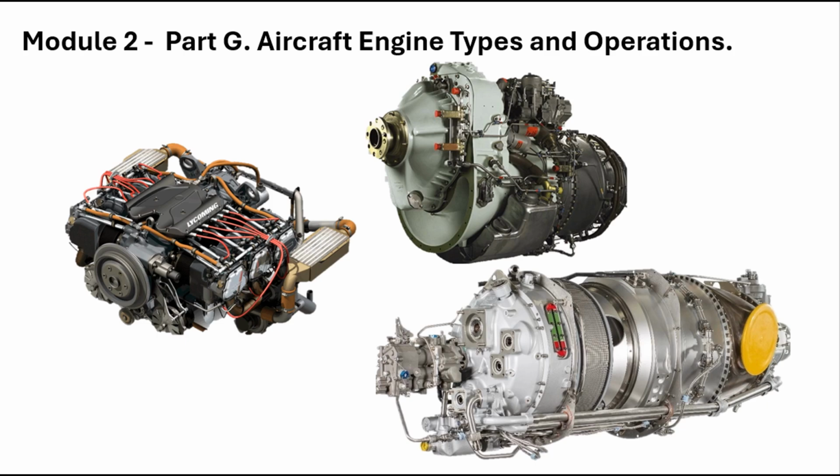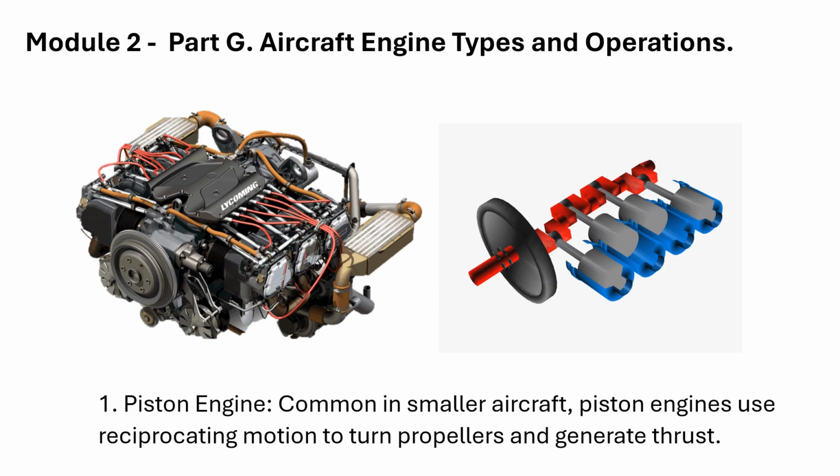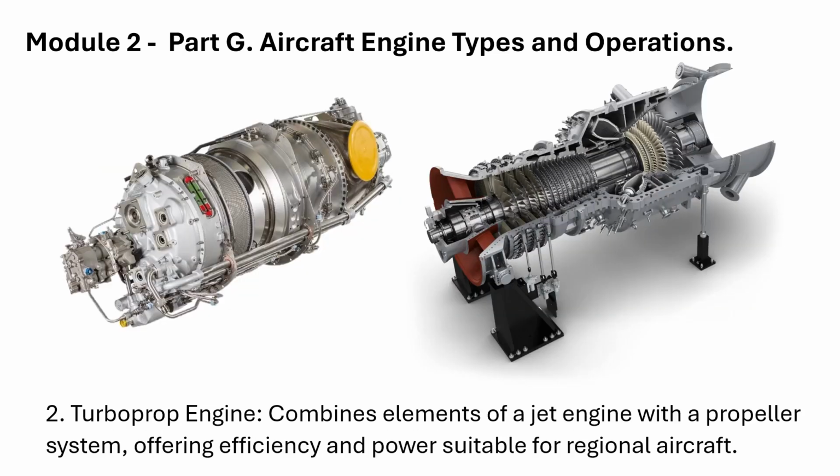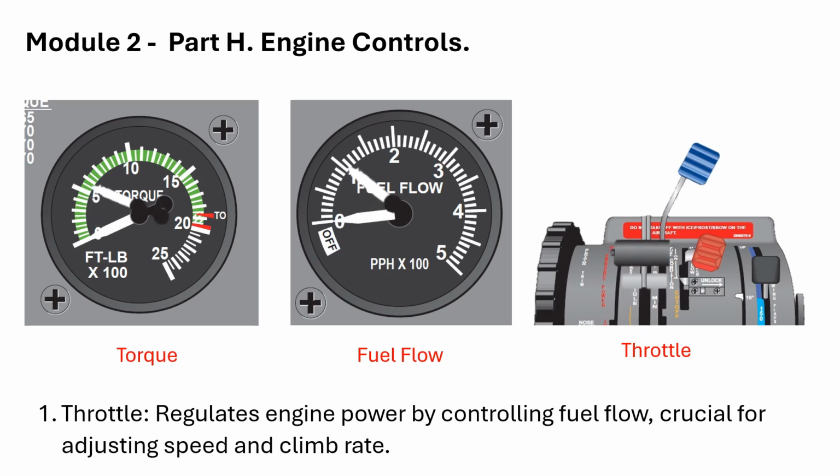Part G. Aircraft engine types and operations. 1. Piston engine. Common in smaller aircraft, piston engines use reciprocating motion to turn propellers and generate thrust. 2. Turboprop engine. Combines elements of a jet engine with a propeller system, offering efficiency and power suitable for regional aircraft.